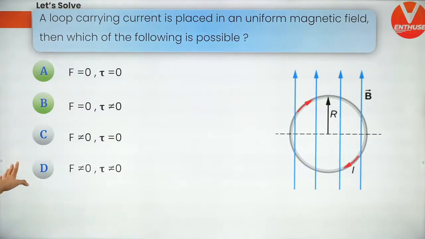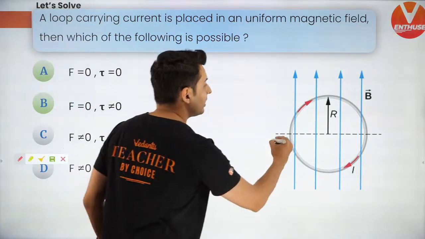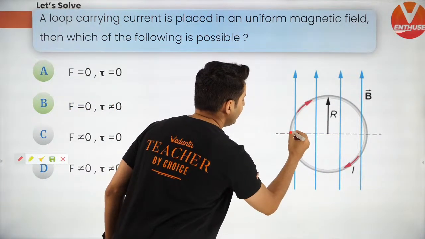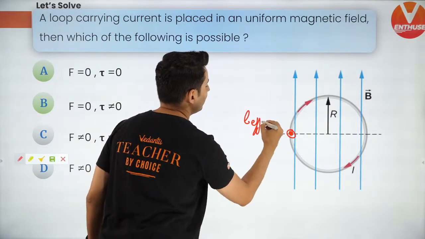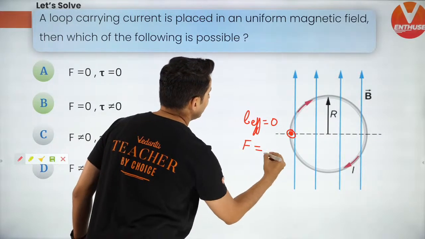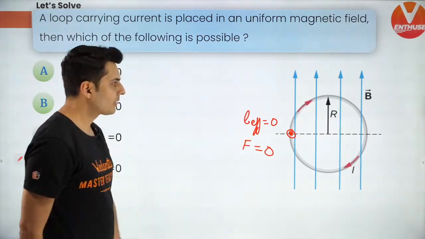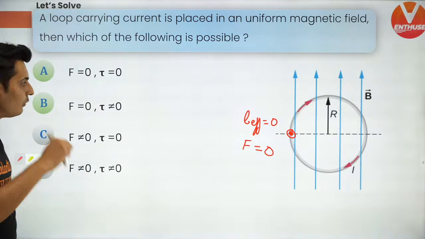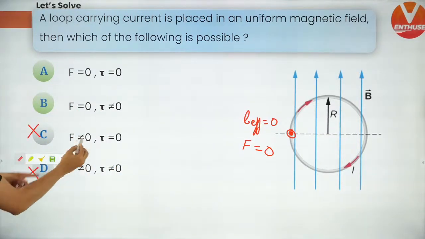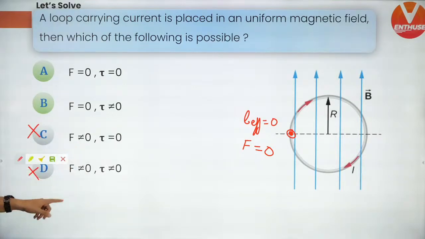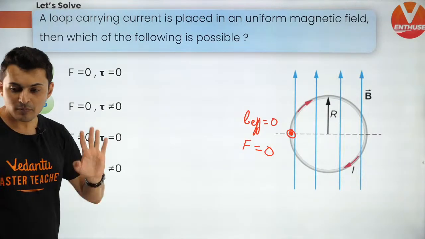Now you will be like, why is it only A and B? See guys, think about it. Since it's a complete loop, the start and the end are the same. So what will be the effective length L? That will be 0. So the force on it has to be 0 in a uniform field. So obviously C and D become wrong because here force is mentioned to be not 0. I hope this is clear.